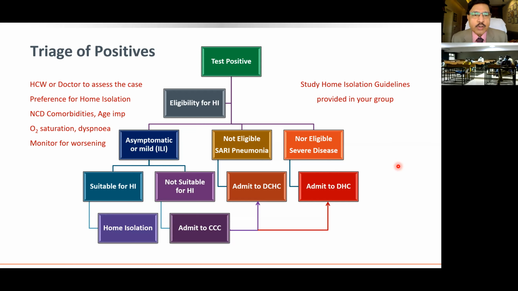So from among those who are asymptomatic or mild, some are suitable for home isolation, some not suitable for home isolation, depending upon the criteria which we have discussed. And if they are suitable for home isolation, of course, you do the home isolation under supervision. If they are not suitable, then you have to admit them to COVID care center. Government of India has designated them into three types of categories. One is the CCC, COVID Care Center, dedicated COVID healthcare facility, DCHC, and dedicated COVID hospital, DCH. We will see a little about them in the coming slides.